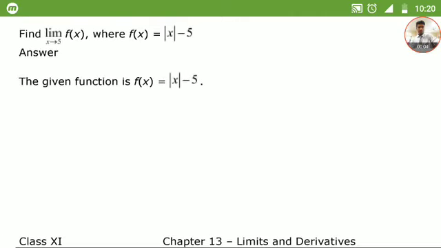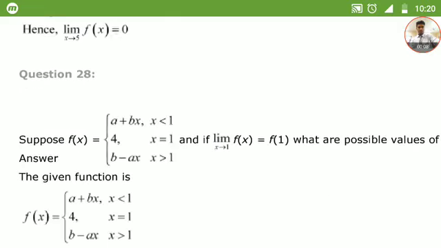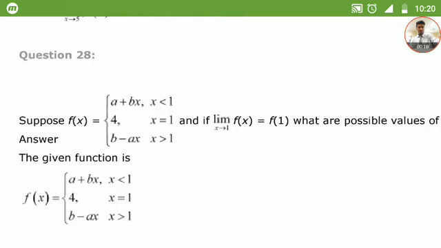So last numerical done of limits and derivative were question number 27 in the class as well in the video. So now moving on to question number 28. I hope the limits concept, the left hand and the right hand limit is clear to you all.